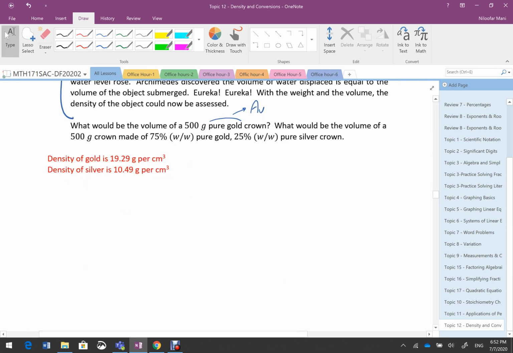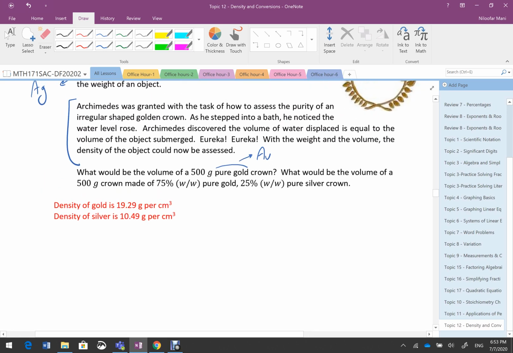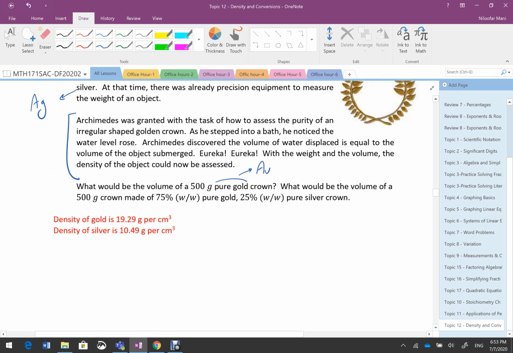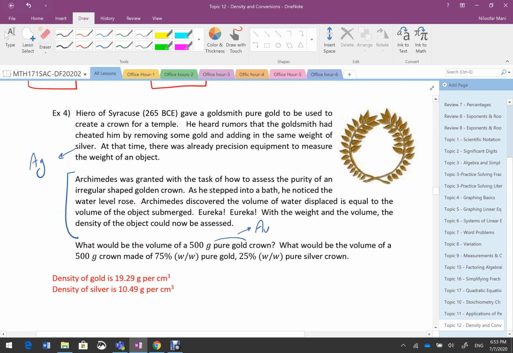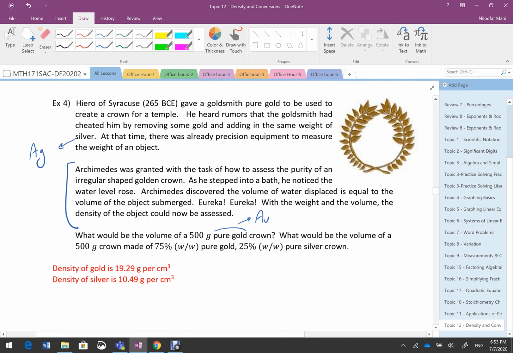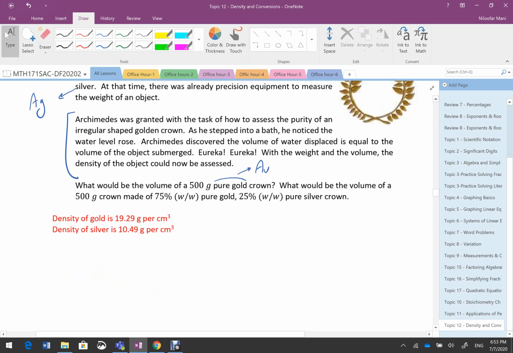Okay, so let's consider this. If we have 500 gram of pure gold, what will be the volume? So I have a crown which is 500 gram of pure gold. Here, for pure gold, I can use Au.